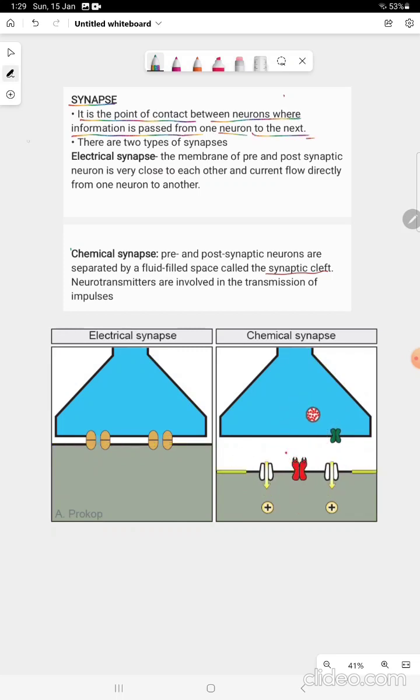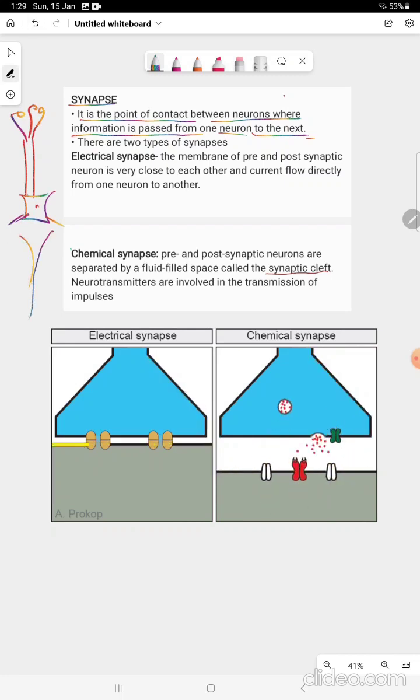Now consider this as a neuron. It has all these axon bulbs, and there will be another neuron. So there are two neurons, and in between there is a gap. This gap is nothing but the synaptic junction or neuromuscular junction. Now there are two types of synapse: one is the electrical synapse and the next one is the chemical synapse.